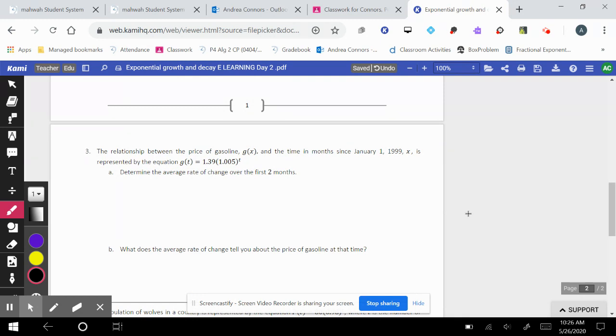The relationship between the price of gas and the time in months since January 1st, 1999 is represented with this equation. So determine the average rate of change. Remember, this is your fancy word for slope. Your formula will be over here. So for the first 2 months, you're first going to plug in 0, and then you're going to plug in 2 to get the average rate of change.